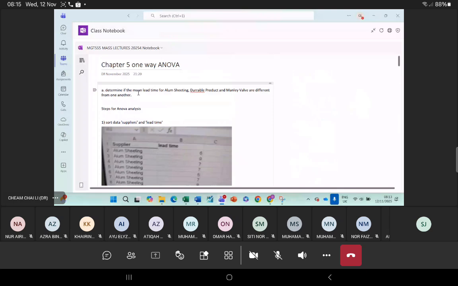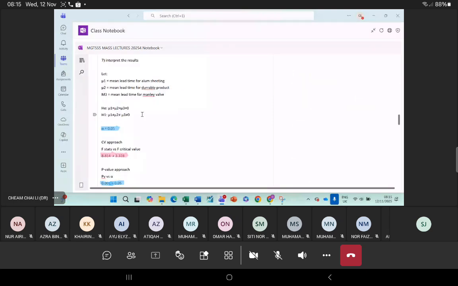Or in the statement, you can write at least one of the means is different from the other, right? At least one of the means is different from the other. In the statement, you can write that, okay? And then this is the first step.